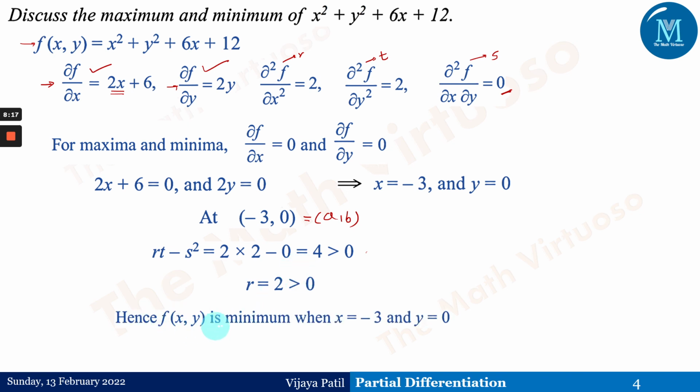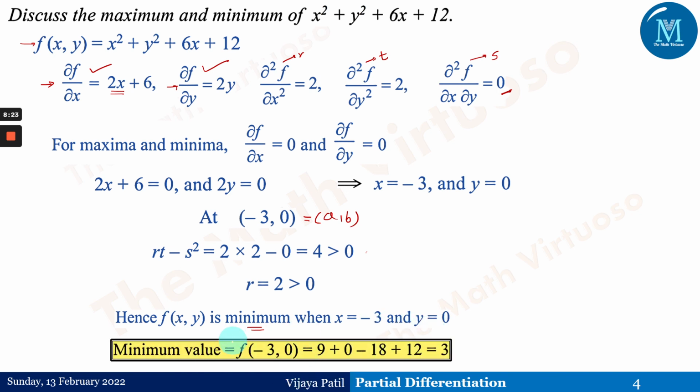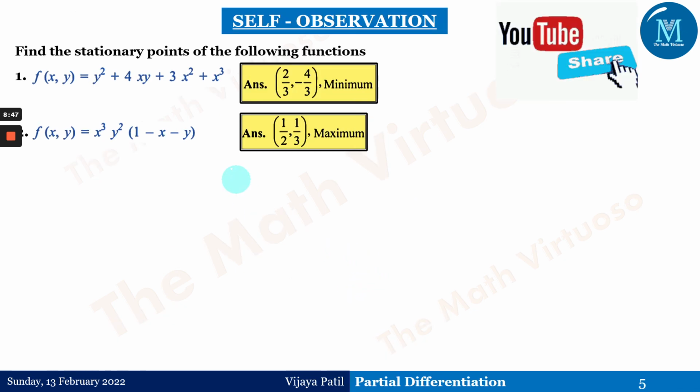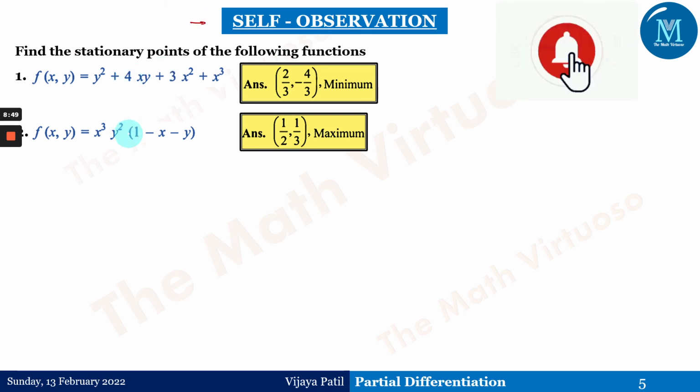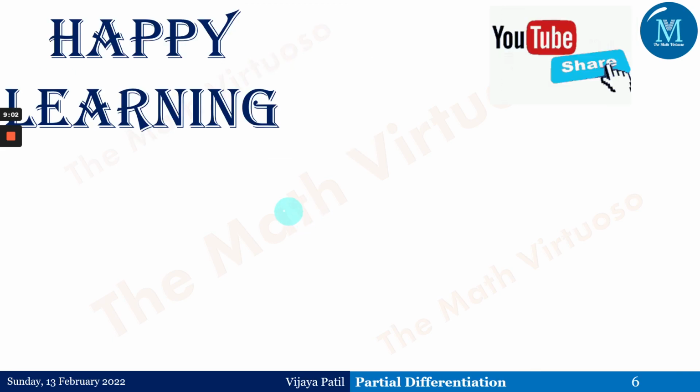If it is greater than 0, the function f of x comma y has a minimum when x is minus 3 and y is equal to 0. And what's the value of that? We put x as minus 3 and y as 0, and we get the value 3, which is the minimum value of this function f at the point minus 3 comma 0. This is a very simple type of question as an application of partial differentiation. This is a self-observation wherein one or two questions have been given along with the answers. Thank you. Happy learning.